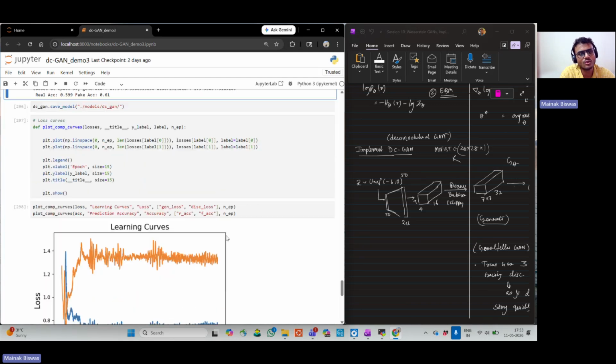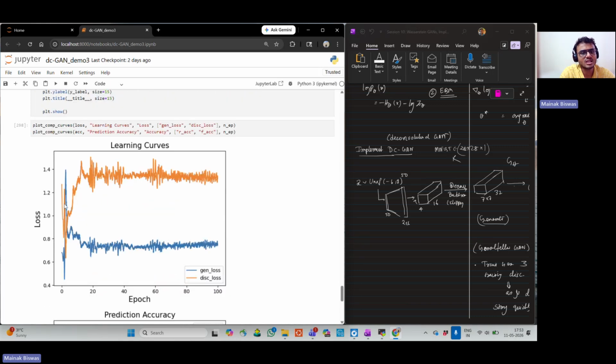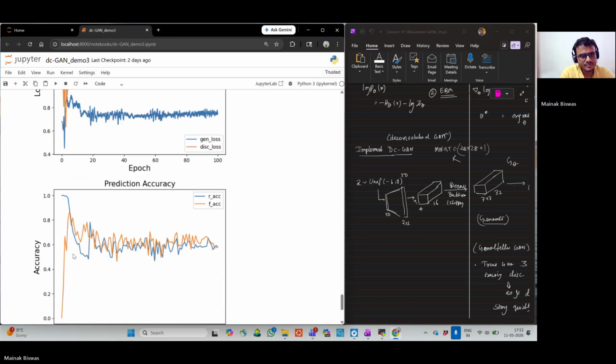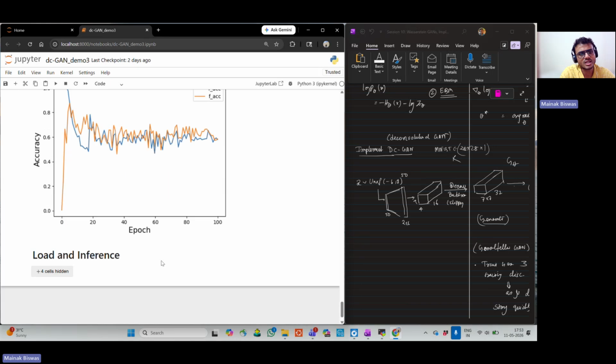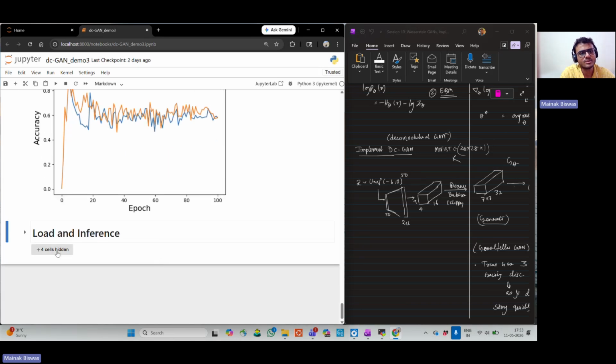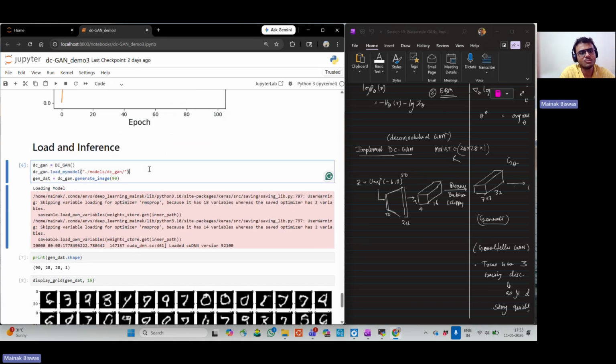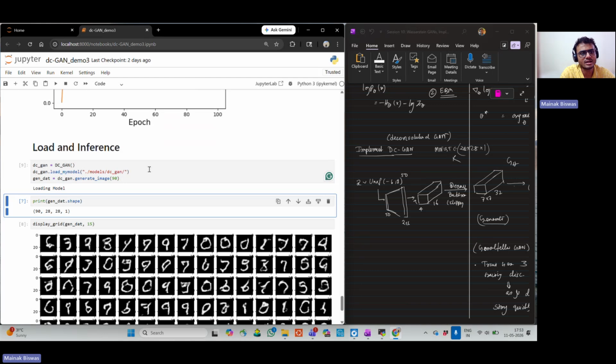The model is really doing well. If you see, this is my discriminator loss going towards 2 log 2, and this is coming to half of that, log 2. And you can see the accuracies are around 0.5, 0.6, which shows that the model is performing really well. And now I can load the model, which I'll show. Training will take an hour.